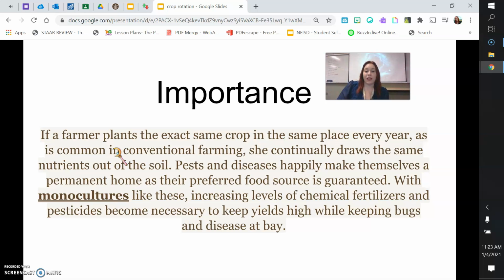So when we do things like this, we increase the levels of chemical fertilizer and pesticides, because there's more bugs coming in and more diseases coming in. So we have to put more of those chemicals into our plants, which we don't want. So doing this crop rotation, it reduces the need for these pesticides and herbicides. It reduces pests and it reduces disease, and it improves our soil.